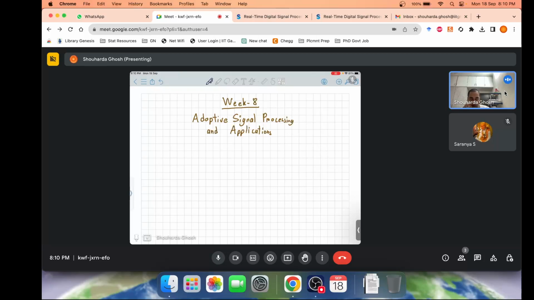Okay, so let's look at what we are going to study today. Actually, in the previous session somebody had asked a doubt on how we detect a signal frequency using an adaptive filter. So I shall do that today first.